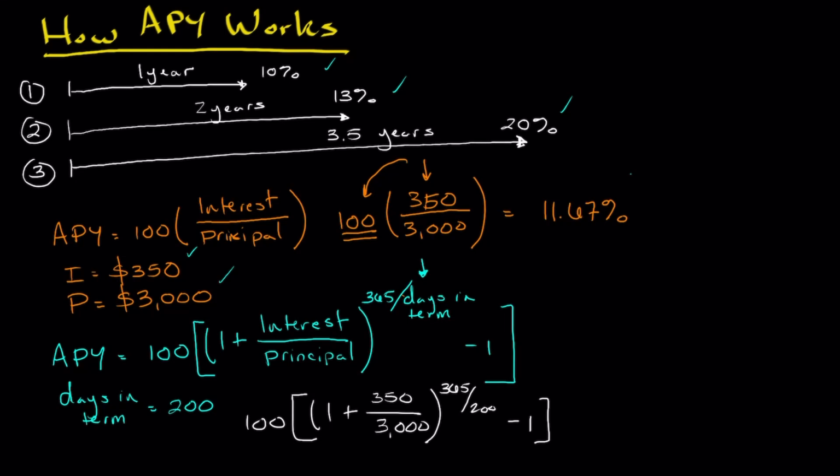As long as we understand some of the basic tenets of algebra, we'll be able to solve this problem. So we're going to start with everything in parentheses. We're going to take 350 and divide it by 3,000. So far, very similar or identical to what we saw before. We should get 0.1167. We're going to take that and add it to 1, which gives us 1.1167. And so far, that's everything that's in parentheses.